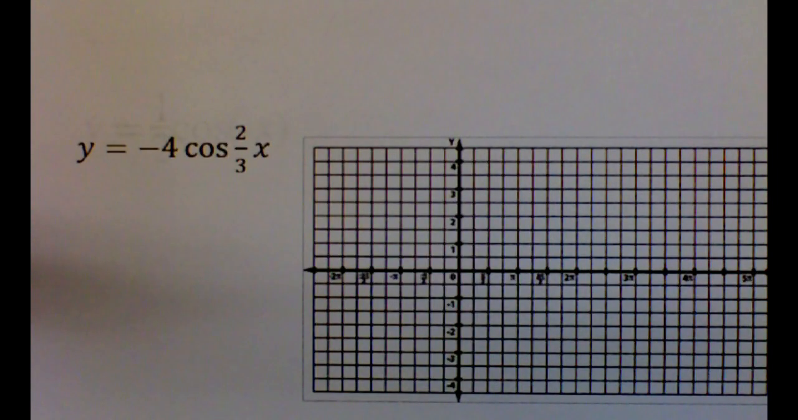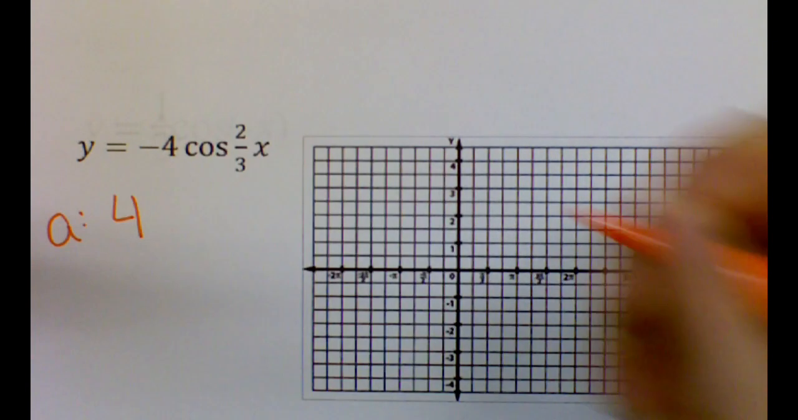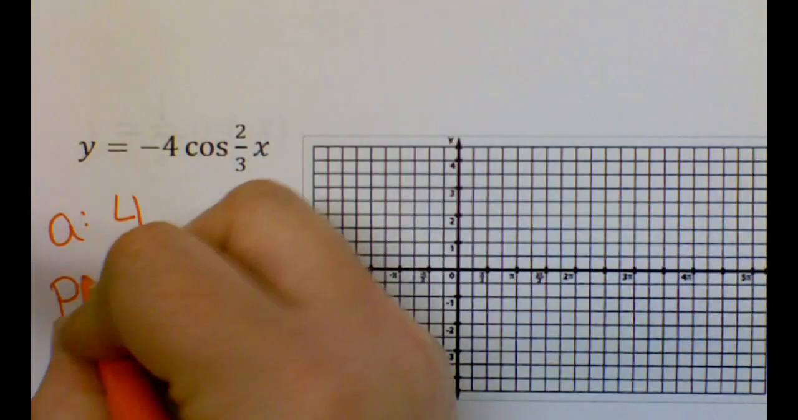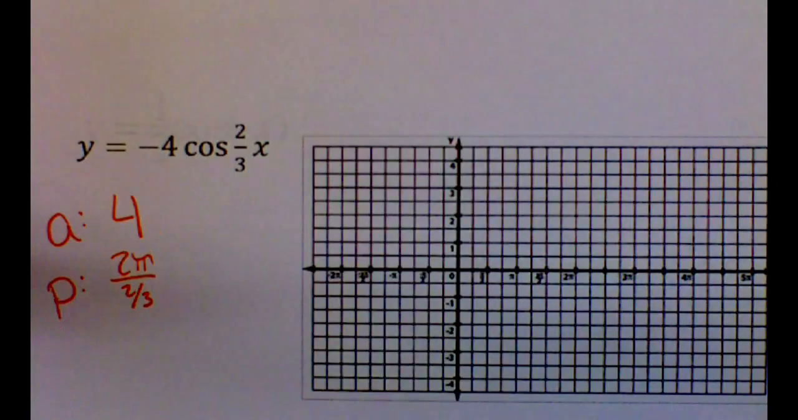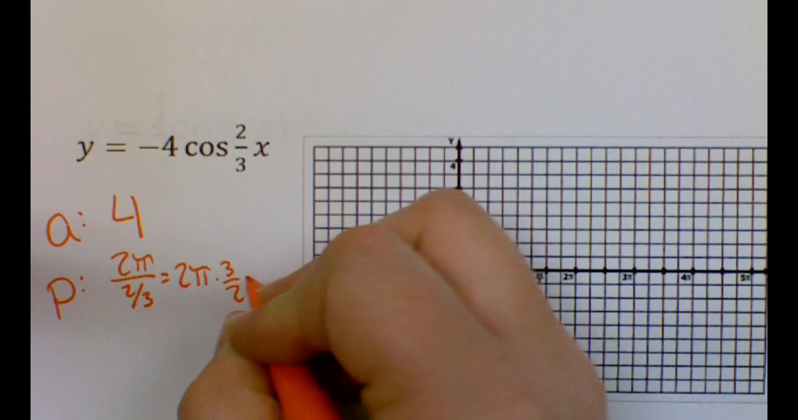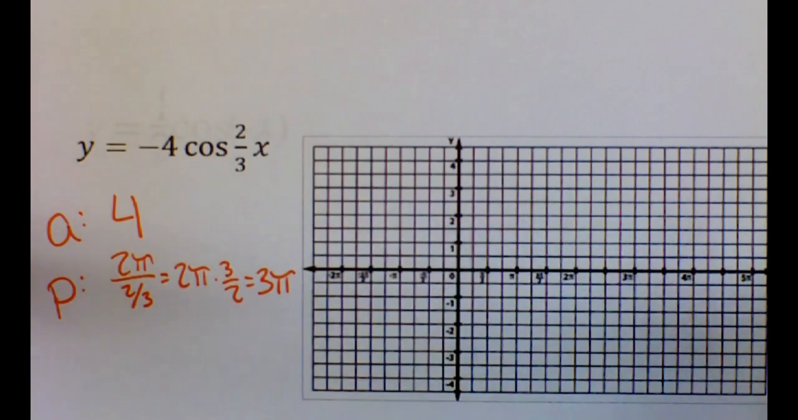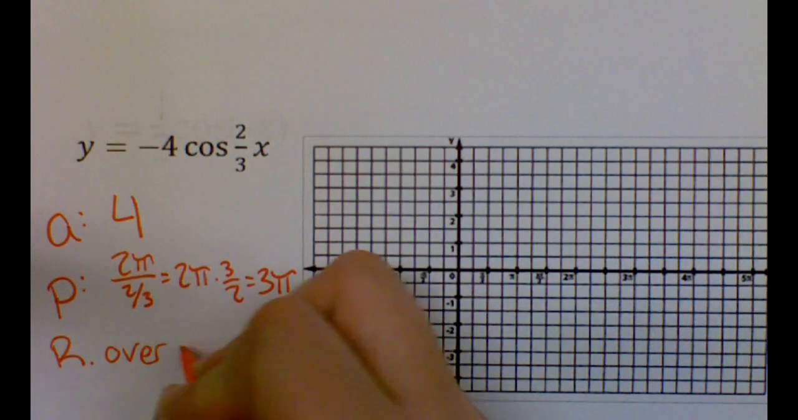Negative 4 cosine of 2/3 x. Let's start with our amplitude. Our amplitude here is 4. Our period is 2 pi over 2/3, which is 2 pi times 3 over 2, which is 3 pi. That's a fun period. And we have a reflection over the x-axis.